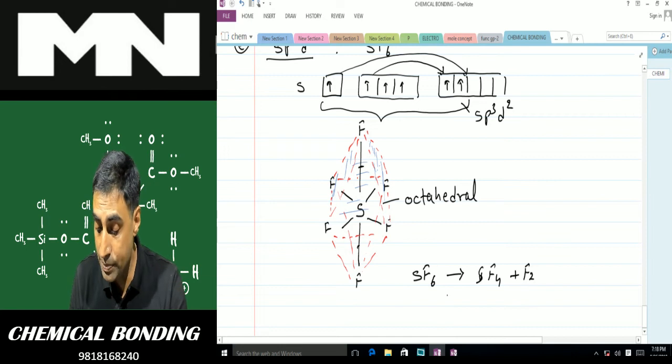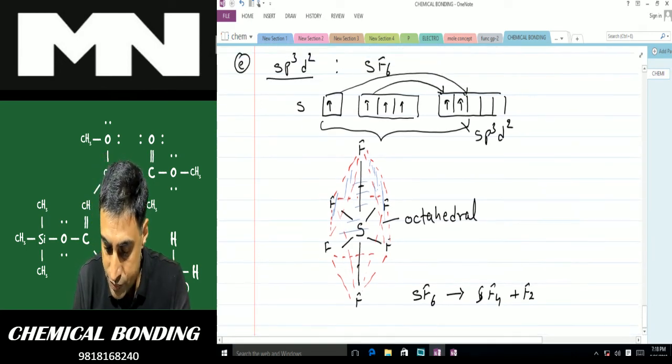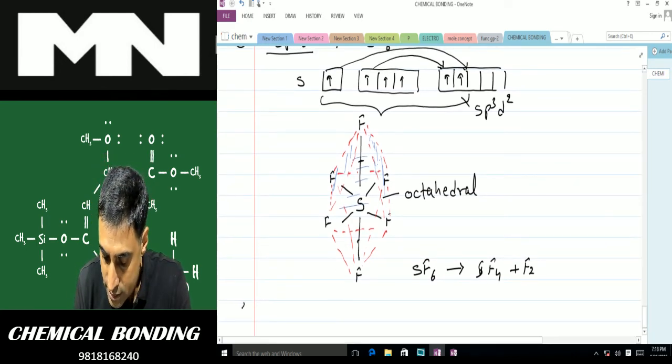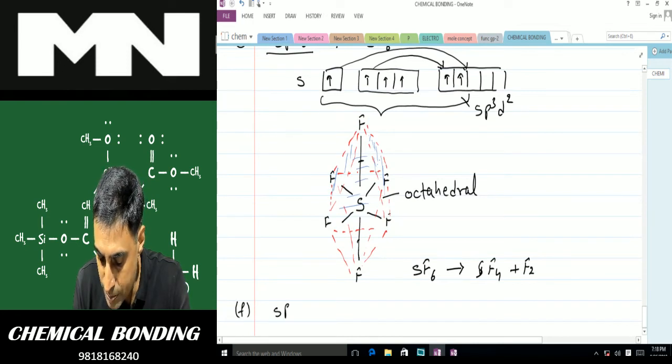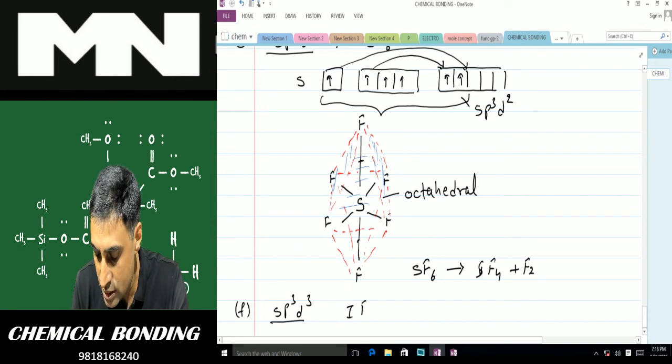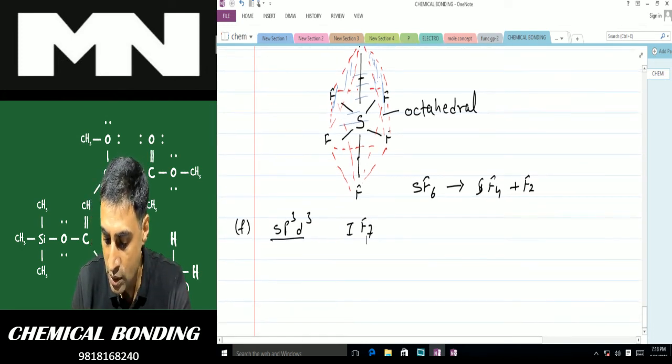In the last hybridization of the first type, that is sp3d3, the example is IF7. Now let us have a look at iodine.